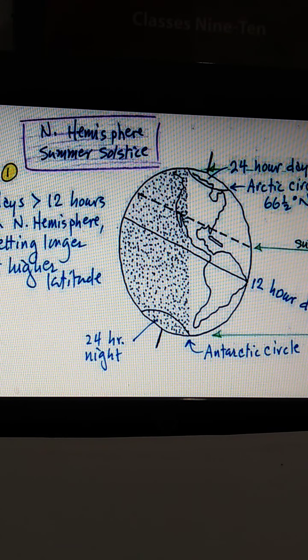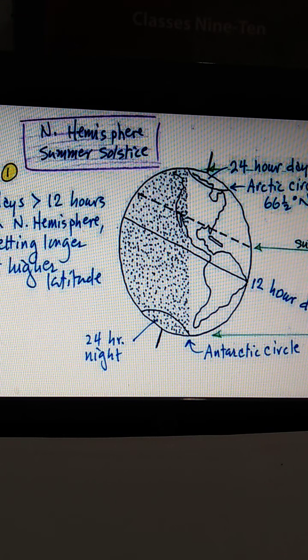Now, season change. Dear student, look at the figure. On 21st June, the North Pole comes nearer to the sun, while the South Pole goes farthest away from the sun. Day becomes longest in the Northern Hemisphere, night shortest, while the opposite condition prevails in the Southern Hemisphere.